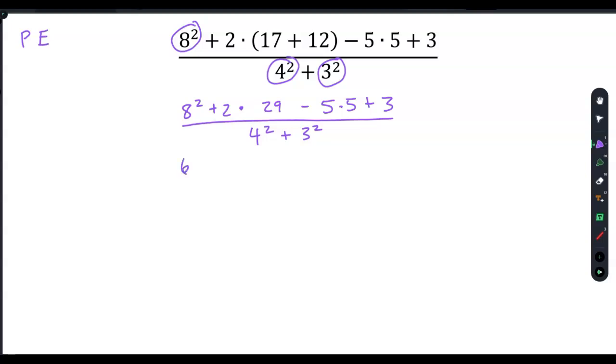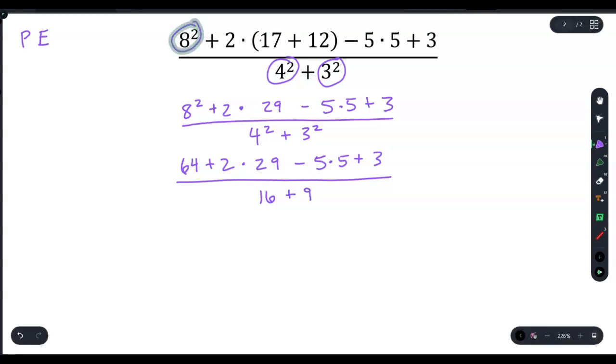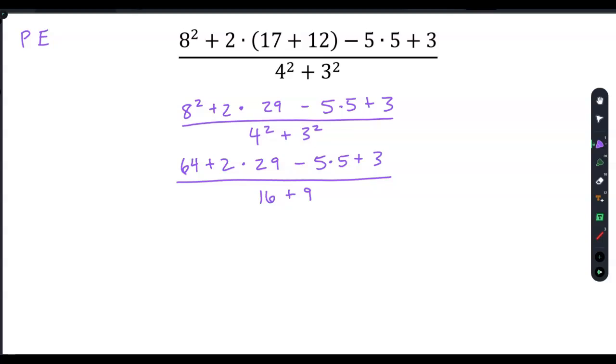So 8 squared is 8 times 8, which is 64. But then I'm going to go ahead and copy that whole numerator again. And then 4 squared is 4 times 4, which is 16. 3 squared is 3 times 3, which is 9. So that takes care of all of my exponents.